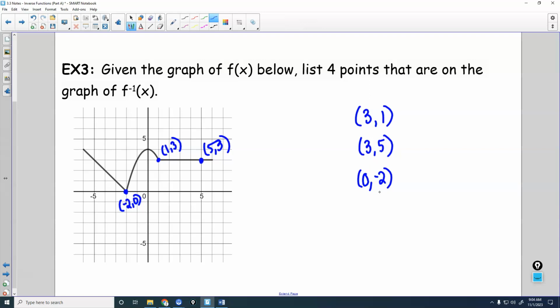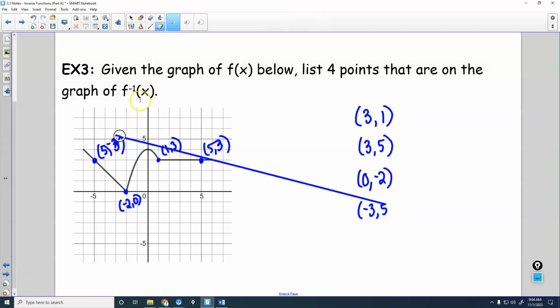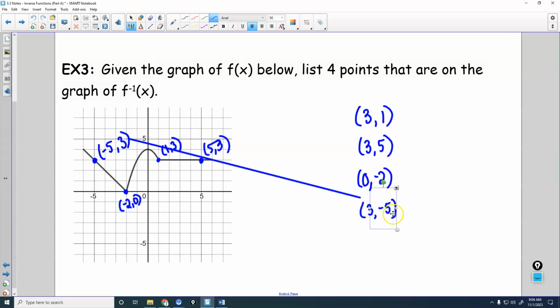All right, another one. (3, -5). So we got here (5, -3), if it'll let me write. It's been hateful. No, I got my signs wrong on that. (-5, 3), and over here we want (3, -5).